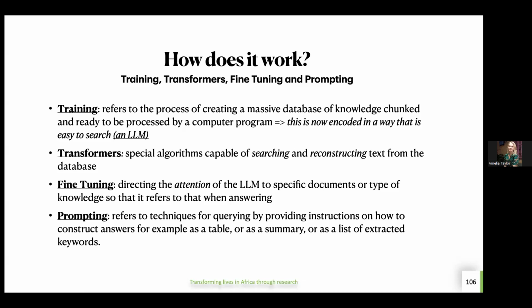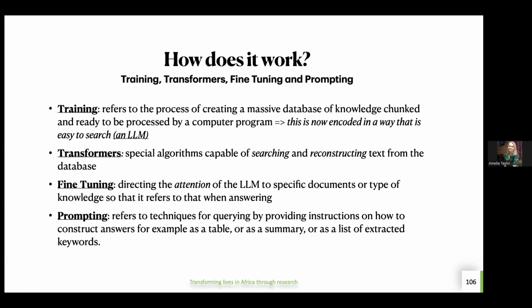This refers to directing the attention of these large language models to specific information or documents, so that a particular document or type of knowledge or paragraph is used when answering. So it's basically directing the attention of the LLM to that specific information. And the other technique that's used is called prompting.